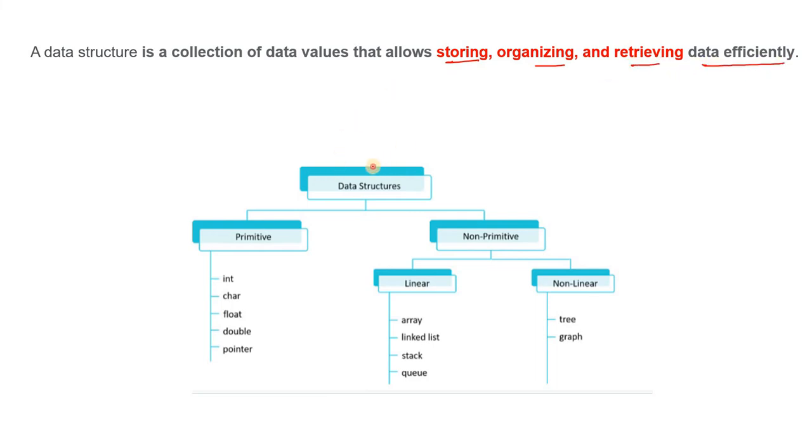Right? So give examples means we are having two types of data structures, primitive and non-primitive. So all these integer, character, float, double, all these are called as primitive data structures. And non-primitive are divided into two types, linear and non-linear. Under linear, we have array, linked list, stacks and queues. Under non-linear, we have trees and graphs. Okay, so this diagram is very, very important.